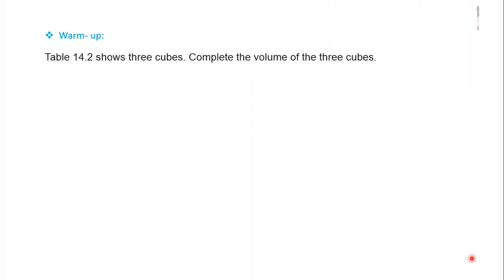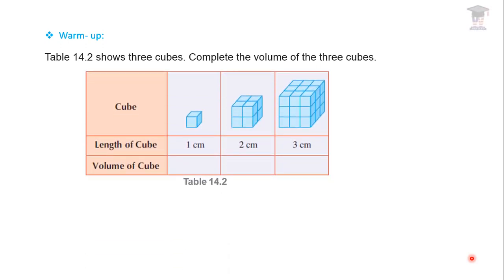Okay, warm up. Table 14.2 shows 3 cubes. Just complete the volume of the 3 cubes given. Here is the table. It is 3 cubes, the first, second, and third. The length of the first cube is 1 centimeter, the second cube is 2 times the first one, and the third one is 3 times the first one, yeah, 3 centimeters. So what is the volume of the first cube, the second cube, and the third cube?